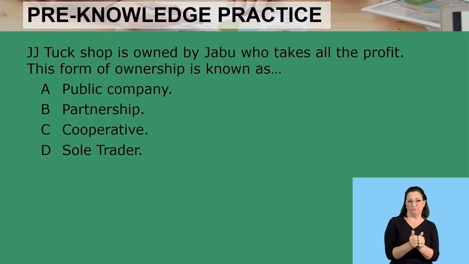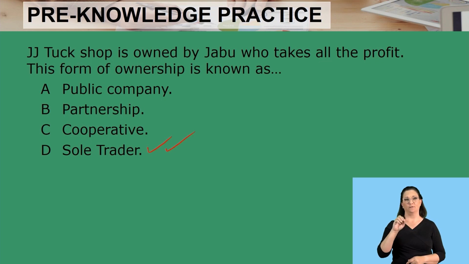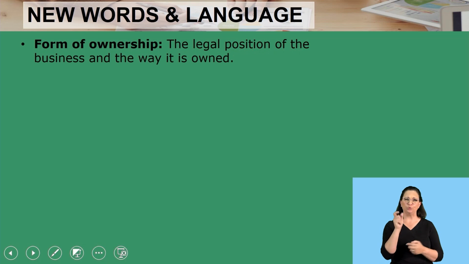We know that a business that is owned by one person is considered to be a sole trader. So the answer here is supposed to be sole trader, because Jabu takes all the profit, meaning Jabu is not sharing with anyone. Jabu is not a shareholder, but Jabu is a business person who owns and makes all the decisions alone.